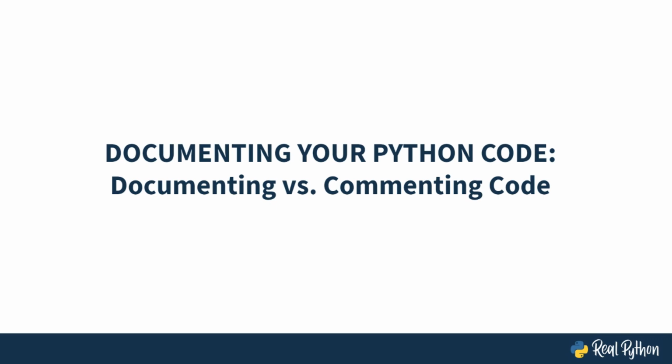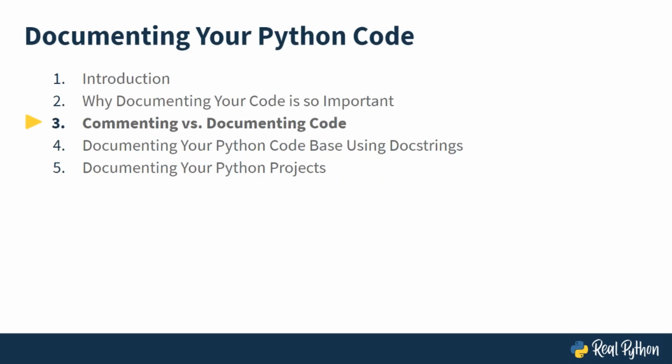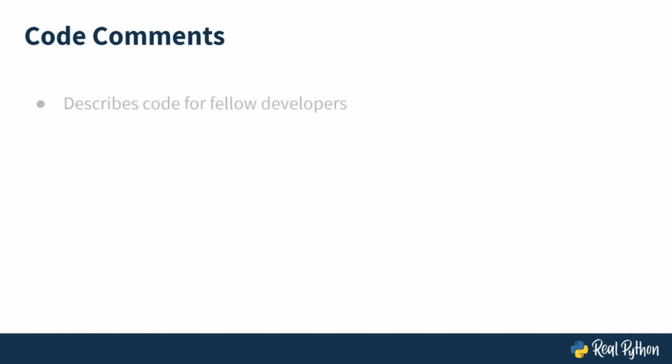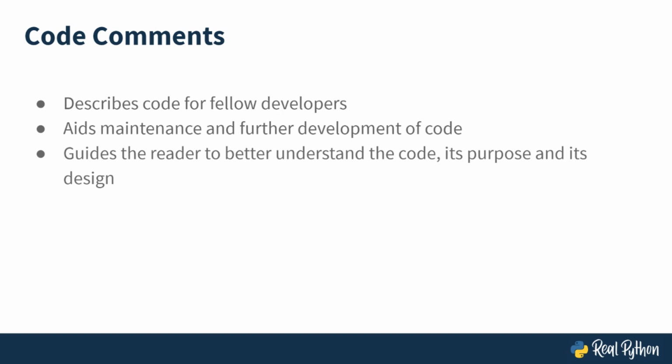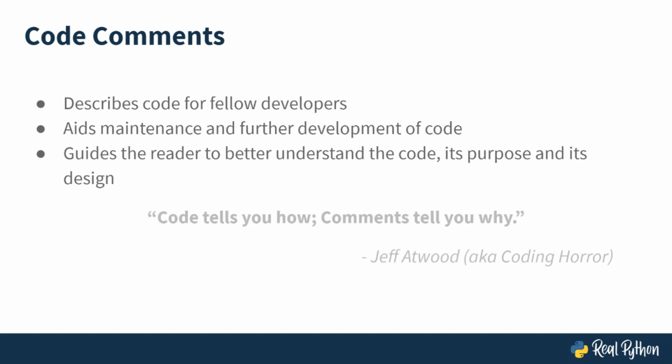Documenting versus commenting. Before beginning to document your code, it is important to first distinguish the differences between documenting and commenting. Generally speaking, comments describe your code for fellow developers. They are intended to aid those that are further developing and maintaining the code. Together with well-written code, comments help guide the reader to better understanding the code as well as its intended purpose and design. "Code tells you how, but comments tell you why." Jeff Atwood, aka Coding Horror.